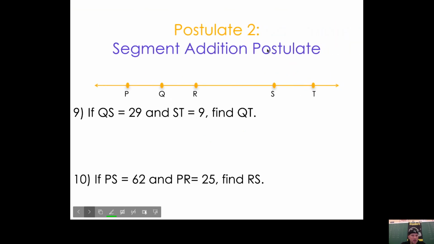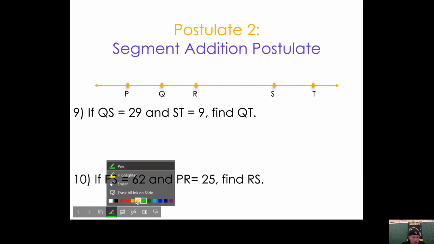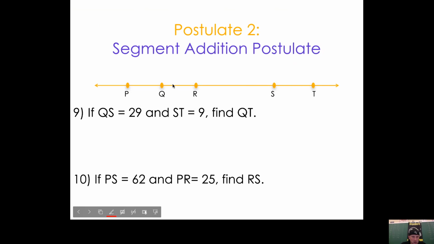That's how you find the length of something or how you measure something on a number line. Postulate 2 is the segment addition postulate. There's a whole lot of points here, and there's a whole lot of segments there. What if they told you 2 lengths and asked you to find another one using that information? Segment QS, we'll make it red. Let's say it has a length of 29.